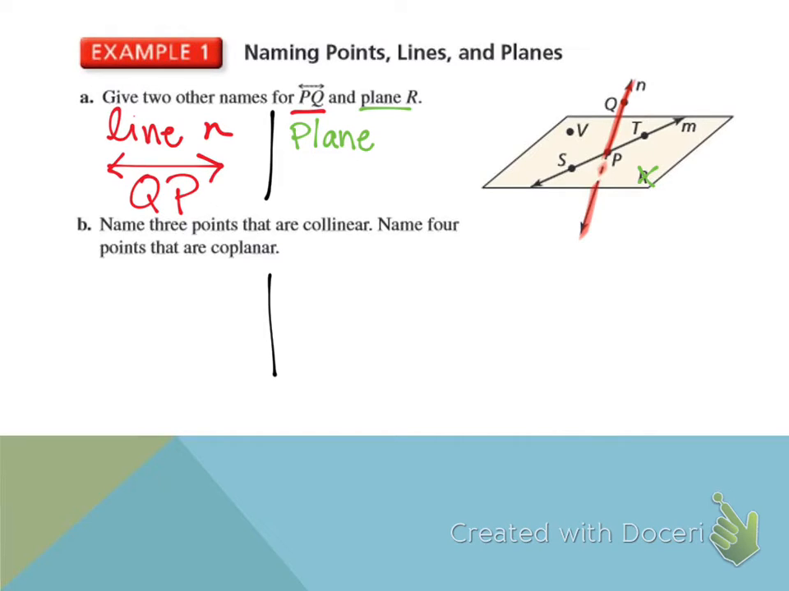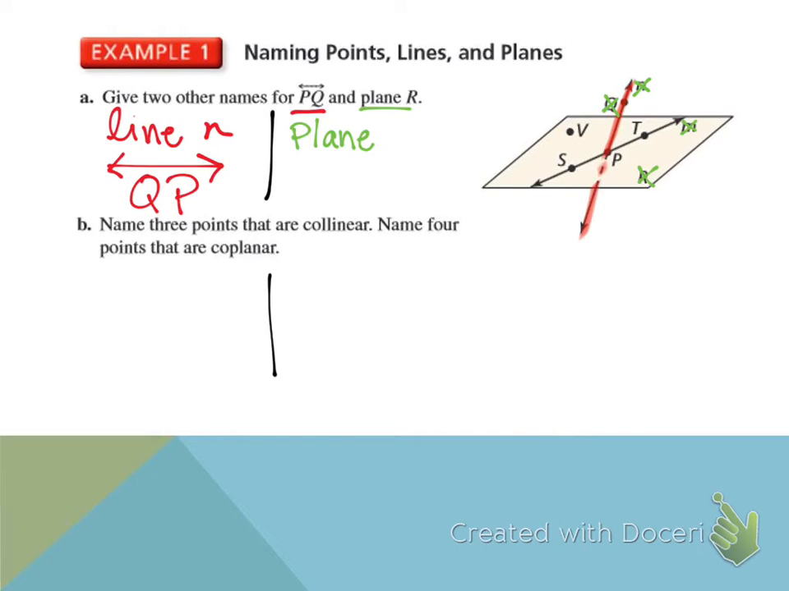What other letters can I not use? M. I can't use M because what is M? Lowercase. It is lowercase, which means it is the name of the line. So I can't use that to name the plane. What else can I not use to name the plane? I can't use Q. Why can't I use Q? Not on the plane. And then the last letter I can't use is N because, again, it's the name of that red line. All right, so I can use any combination of how many points?